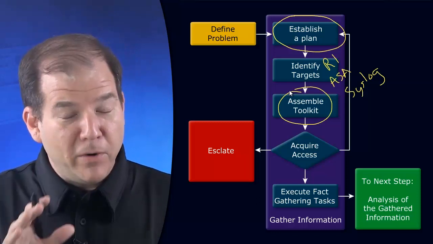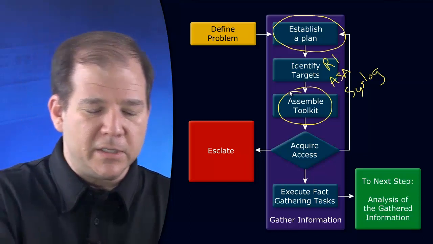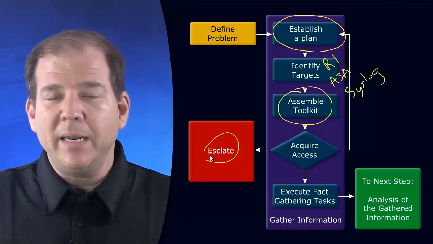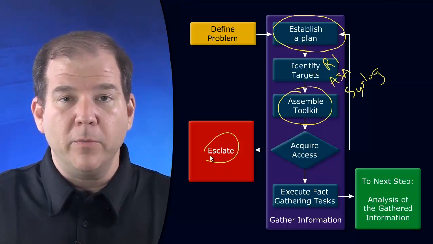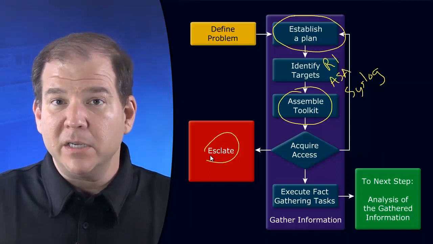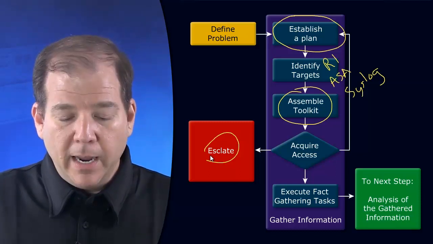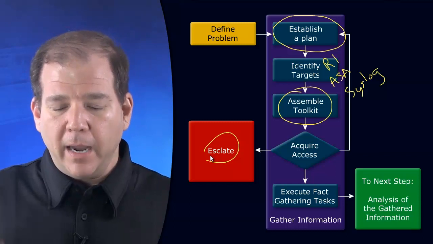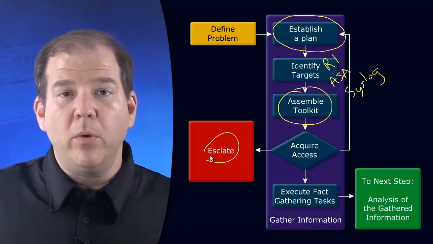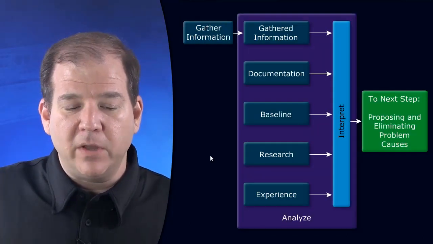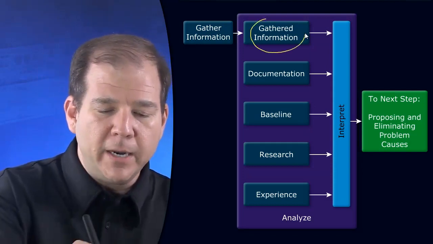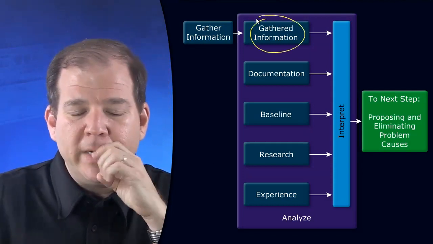Again, maybe we don't have permission to access certain devices. In that case, we need to coordinate. We might need to escalate this and work with other people within the company that do have access to the equipment we need access to. And then we start collecting data. Once we collect the data, the next step is we want to start analyzing all this data that we've collected. We've gathered the information. Now we need to start interpreting it.